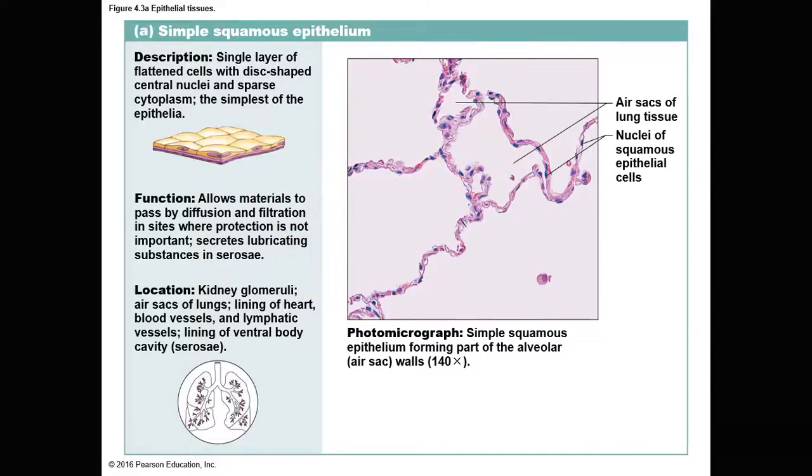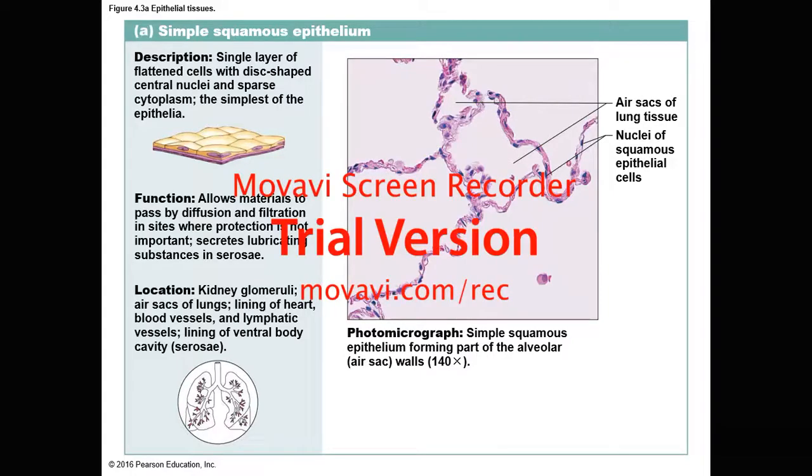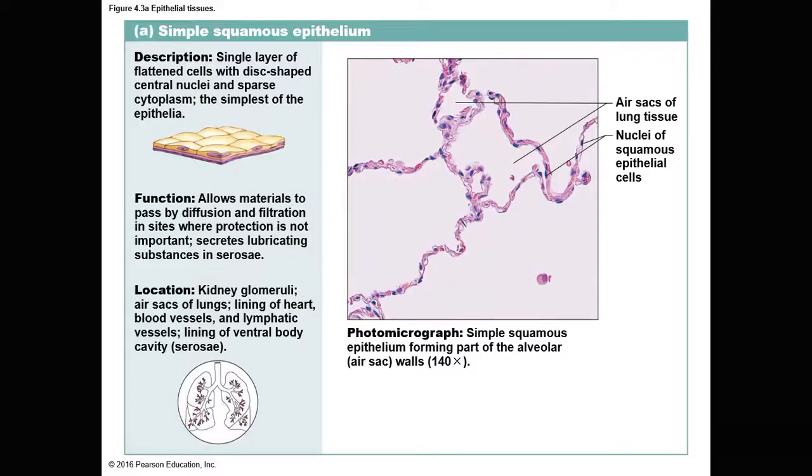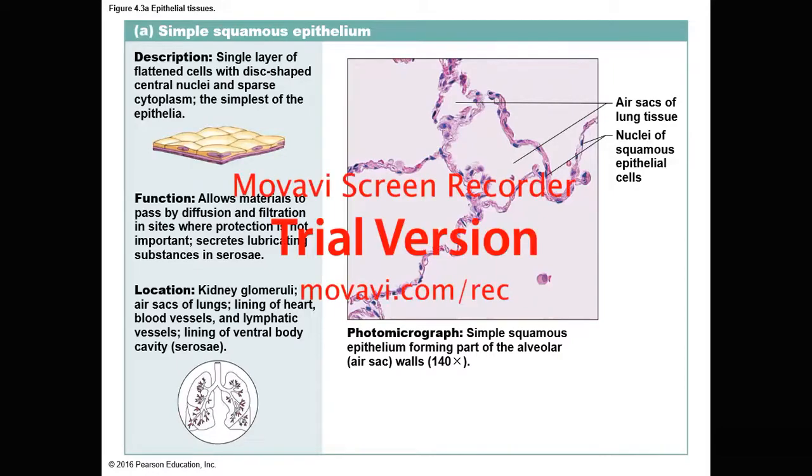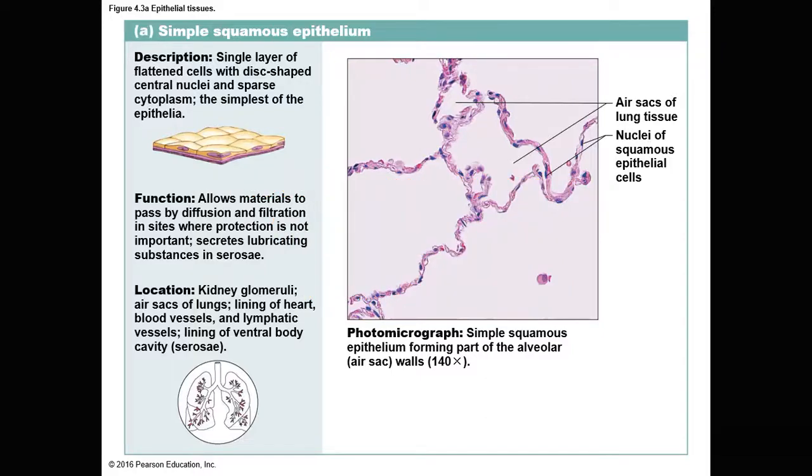So description again: a single layer of flattened cells. Simple means single layer, squamous means flattened shape. Cells with a disc-shaped central nucleus and sparse cytoplasm. It is the simplest of the epithelia. Function is to allow materials to diffuse and filtrate in sites where protection is not important. Location: you find them in the kidney glomeruli, air sacs of the lungs, lining of the heart, blood vessels and lymphatic vessels, and lining of the ventral body cavities, the serosa.